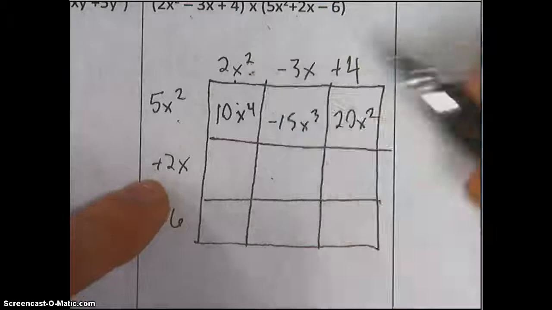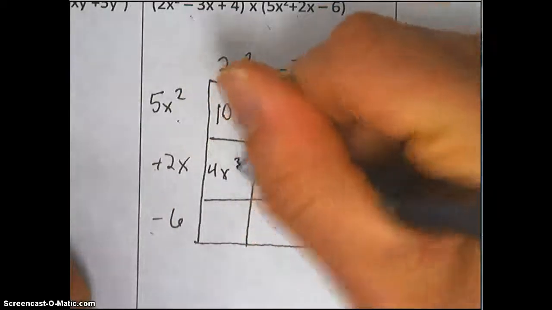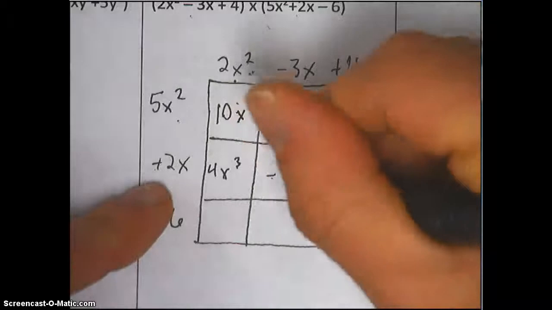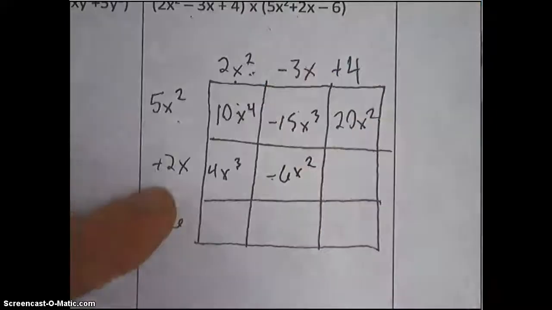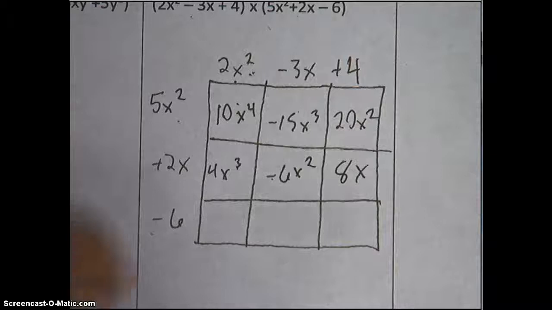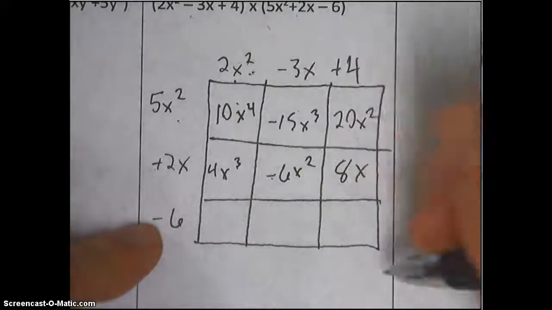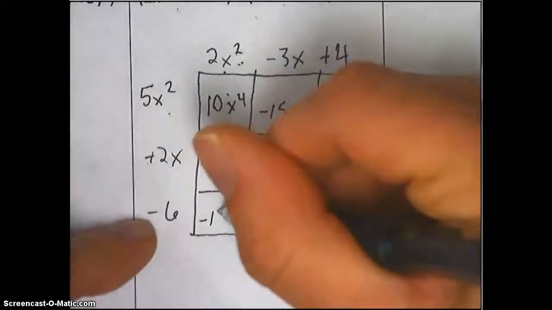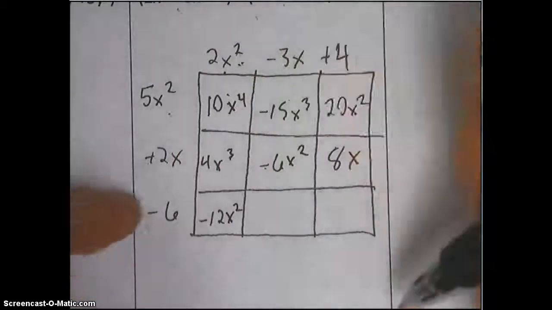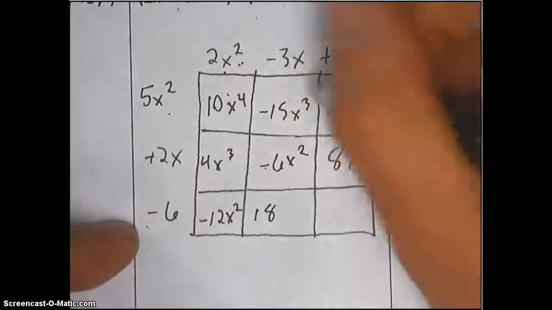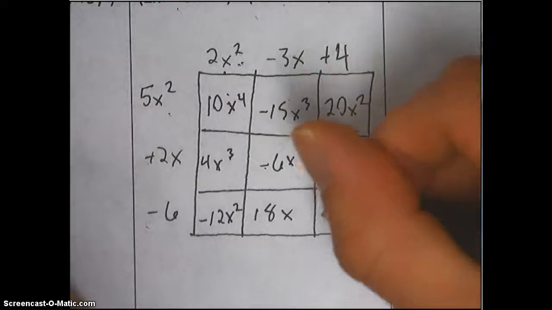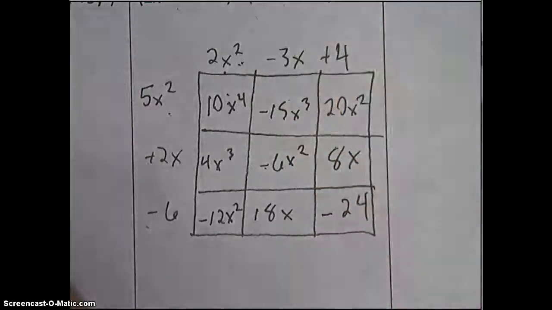2x times 2x squared is 4x cubed. 2x times negative 3x is negative 6x squared. 2x times 4 is 8x. Negative 6 times 2x squared is negative 12x squared. Negative 6 times negative 3 is positive 18x. Negative 6 times 4 is negative 24.